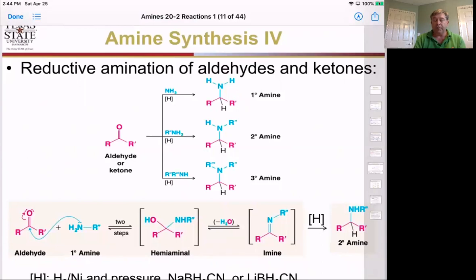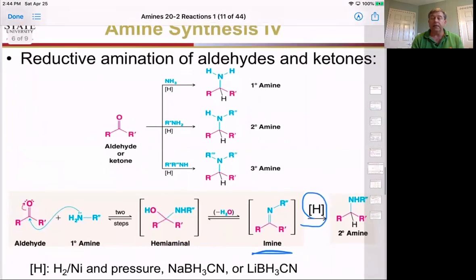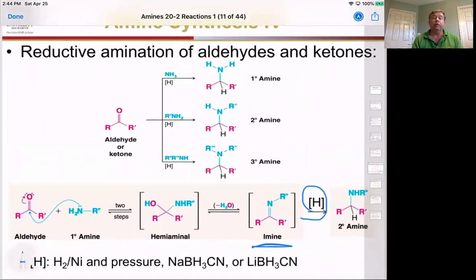And then once we have this imine intermediate right here, we can reduce that down with either catalytic hydrogenation, or we can use a weakened version of sodium borohydride or lithium aluminum hydride. These are called the sodium borocyanate right here.